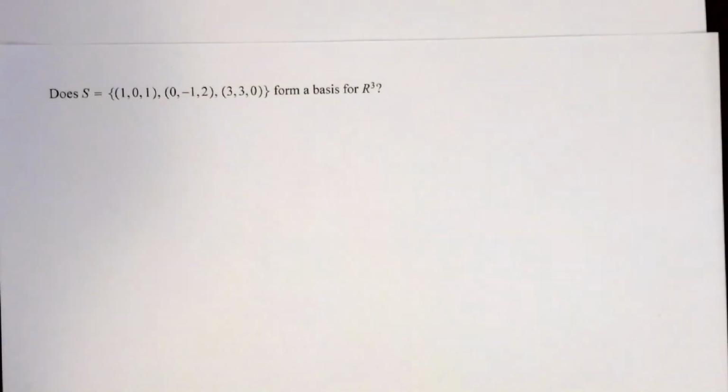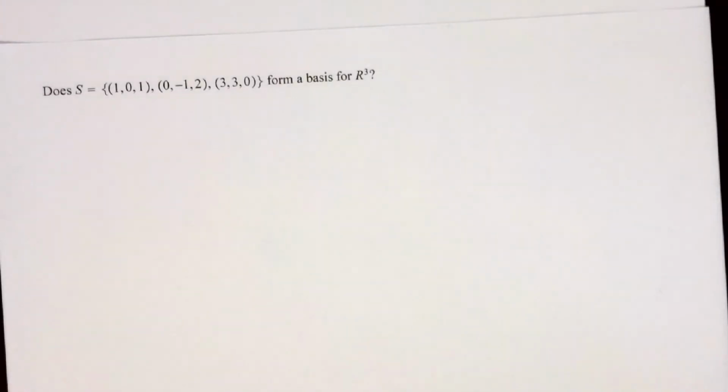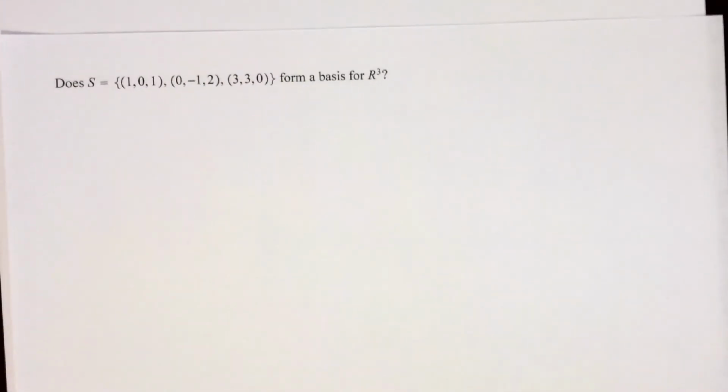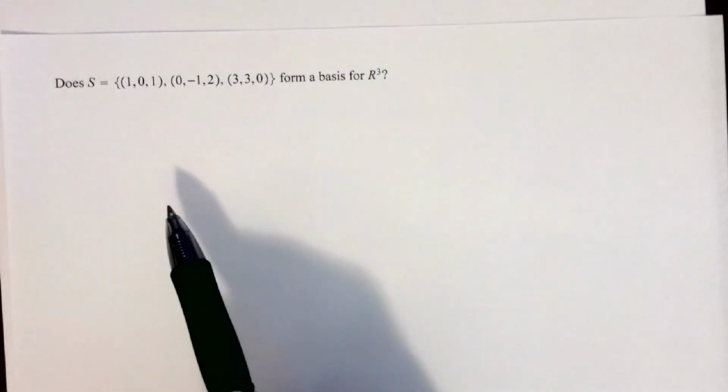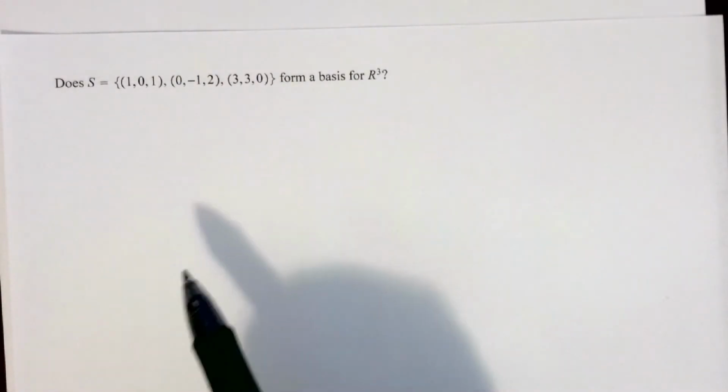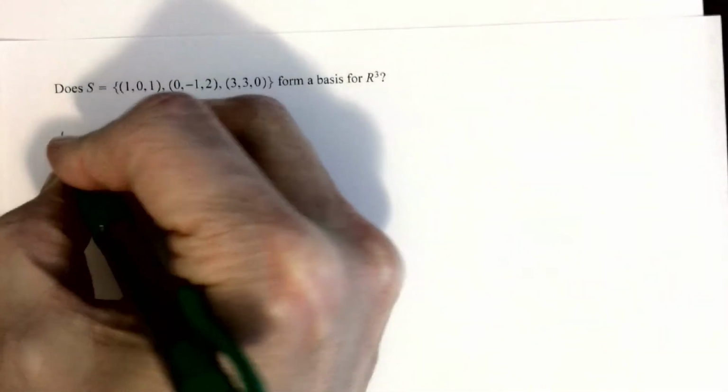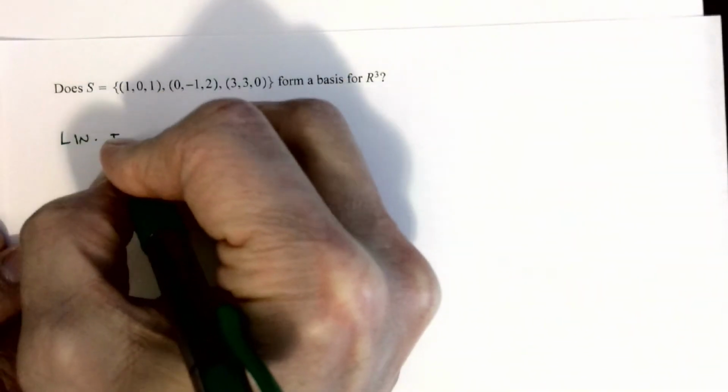Okay, well, let's see what we would do. The definition said what? A basis has to have what 2 things? These vectors must be what? Number 1, linearly independent, and number 2, they have to span the space. So let's answer both these questions. Let's look at the first one. Are these vectors linearly independent?